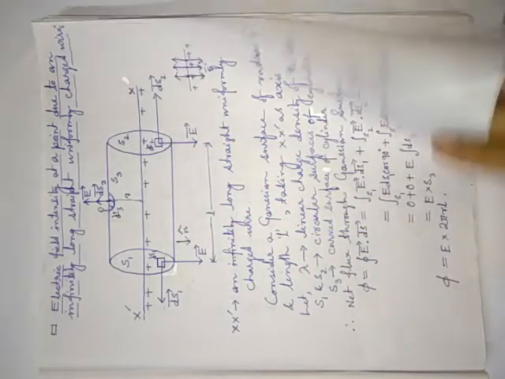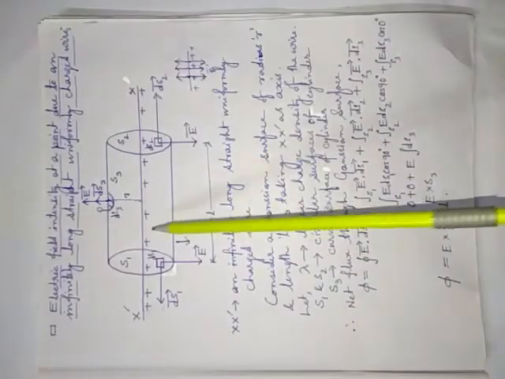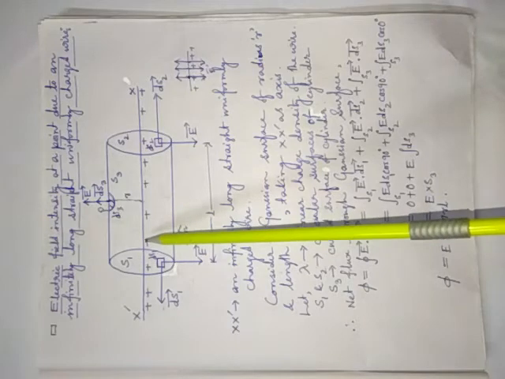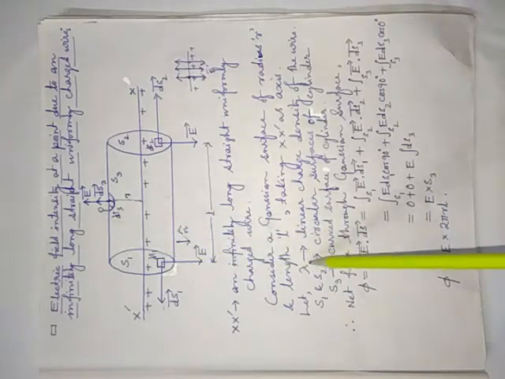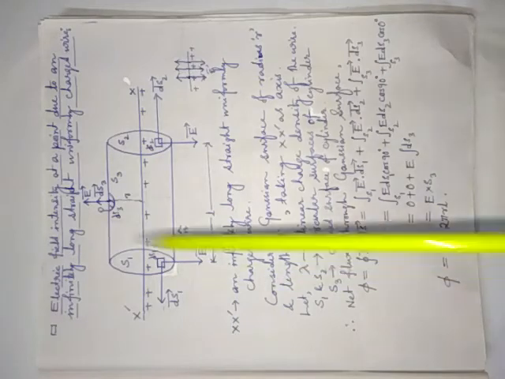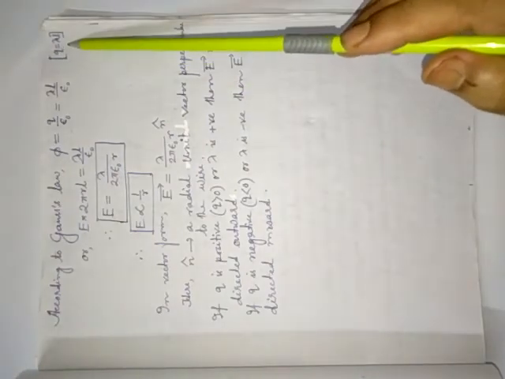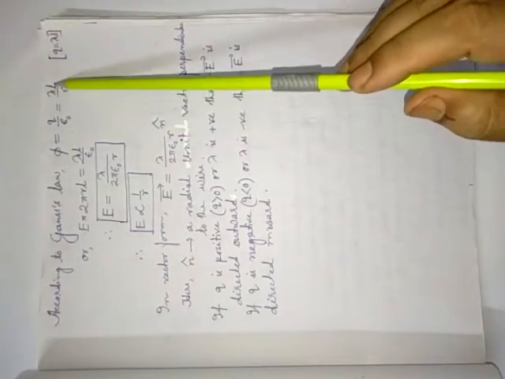And Q equal to what? Q equal to lambda L. Because see here, unitary method. Lambda is the linear charge density. That means per unit length the charge is what? Lambda. That means length L will contain how much charge? Q is equal to lambda into L. That is why instead of Q we can write lambda into L.